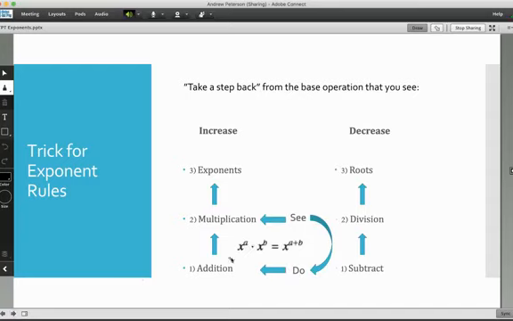If we see multiplication, we see base operation. The operation between the bases is multiplication. Okay, that's fine. Well, we're going to take a step back mathematically and operationally, and we're going to add those exponents, A plus B.